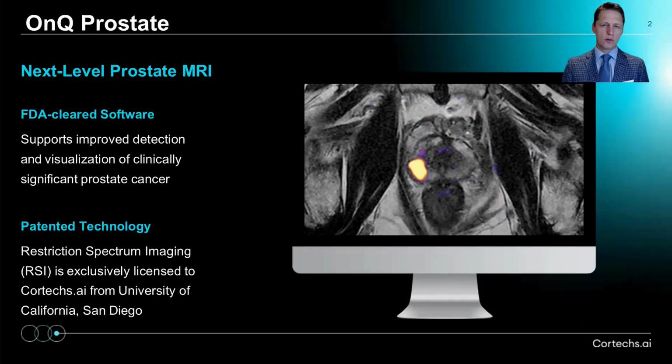So I was excited to learn more about a new technology, an FDA-cleared software solution, OnQ Prostate, which is able to help improve the accuracy and reproducibility of today's prostate MRI by improved detection and visualization of clinically significant prostate cancer, enhancing our ability for more precise targeting and ultimately treatment as well. OnQ Prostate utilizes restriction spectrum imaging, or RSI, which is exclusively licensed to Cortex AI from the University of California, San Diego.